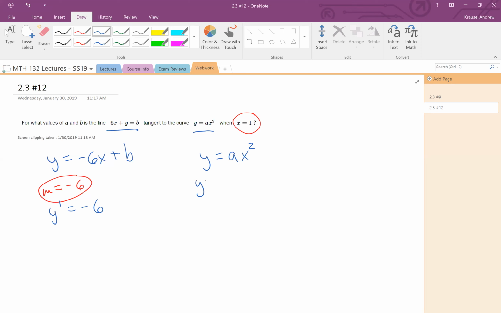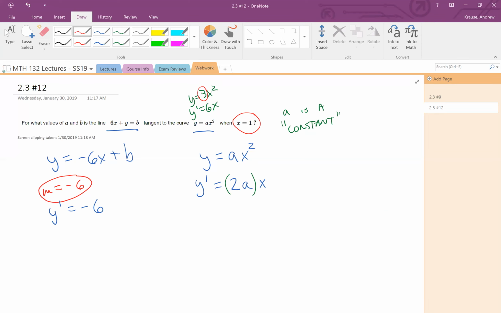If we take the derivative of this, we get 2ax, okay? Because a is a constant, which is a little bit weird because it looks like a variable. It's just saying that if we set a equal to 3, then it would be a constant. So really this 2a thing is a constant, because if we had y equals 3x squared, then y prime would be 6x. That's all I'm saying here. What we're trying to figure out is what that constant needs to be so that the slope is negative 6.